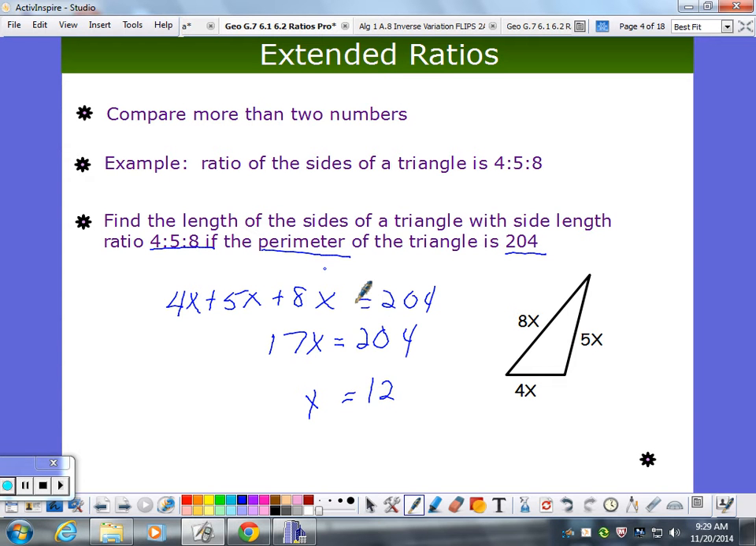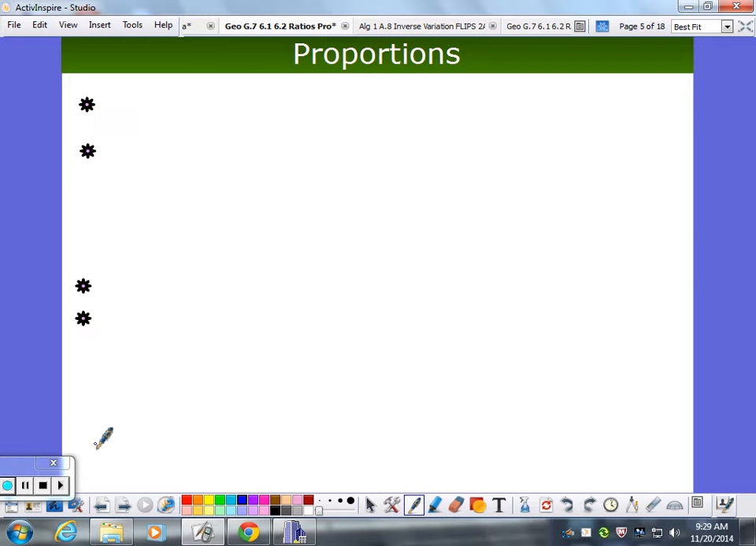Now find the length of the sides, so you just kind of work it out. 4 times 12, I know what that one is. 8 times 12, well, I guess that's going to be double this, right? So 96. And then 5 times 12 is 60. So I can find that. So when you see extended ratios, you kind of draw that picture and kind of work it out that way. That's what you're doing with extended ratio.